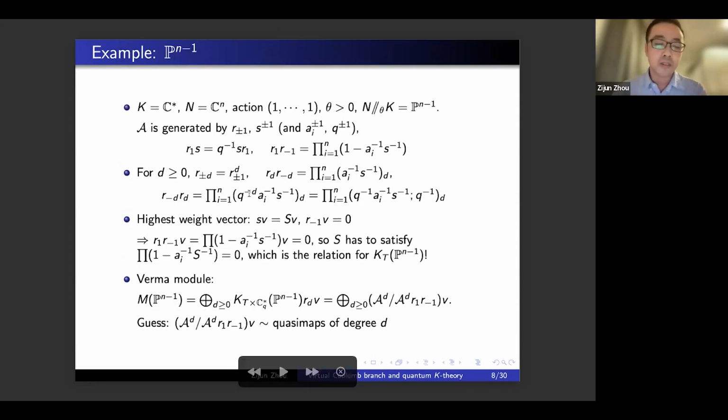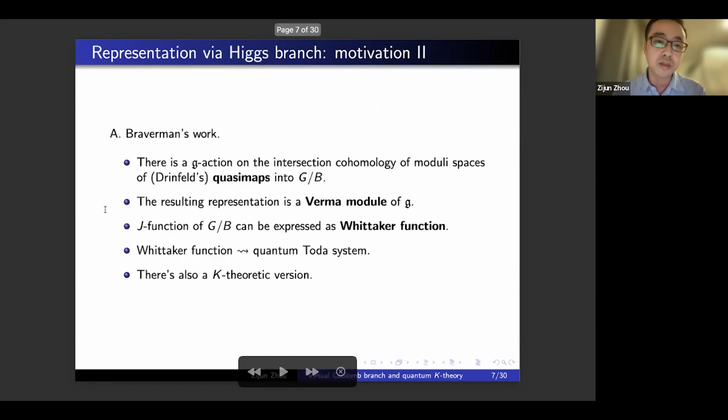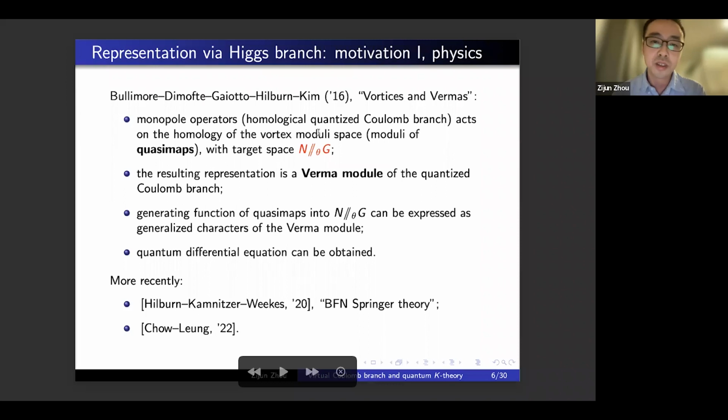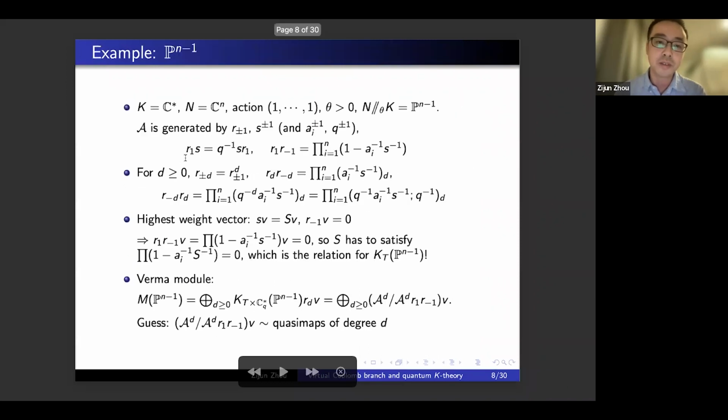Now let's look at a simple example, and let's see how this quantized Coulomb branch can act on the homology of the moduli space of quasi maps. The example is like this. The gauge group is C star and the representation is C^n, and the action is given by this. So all the weights are 1. And the GIT quotient is P^(n-1). And these are the relations of the Coulomb branch. It's generated by R sub 1 and R sub negative 1, S plus minus, and all these other equivariant parameters.